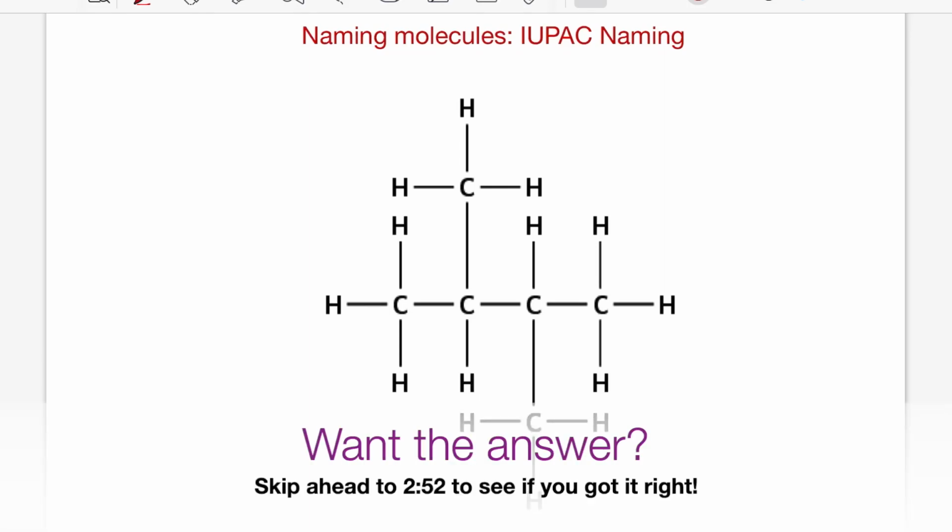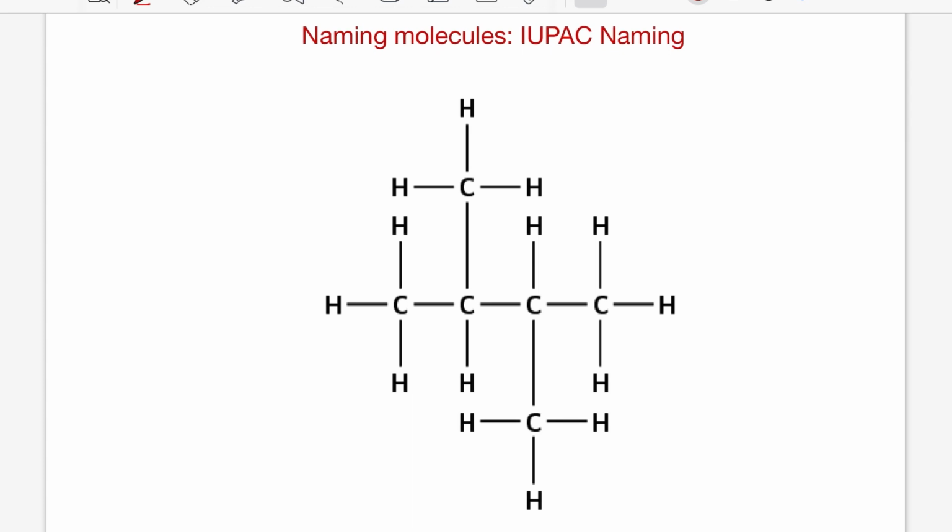Okay, so we're going to look at a more complex molecule now. You can see this one has quite a lot of branching going on, which means groups coming off in different directions. It's not just a straight chain of carbons and hydrogens. It's still a hydrocarbon, but we need to follow our IUPAC naming rules to know how we can name this molecule. So we're going to start by finding the longest chain of carbons that we can see.